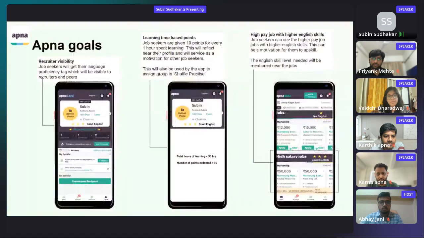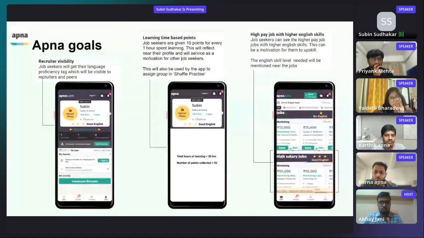The next is the motivation. The motivation needs to be there for the candidate. So the first thing is the badge. The badge will be visible in the card, and this will also help the recruiters to select which badge of employees he or she needs. The second is learning-based time, like the number of hours or the number of pronunciation or translation questions which a job seeker has taken, and based on that points will be allowed.